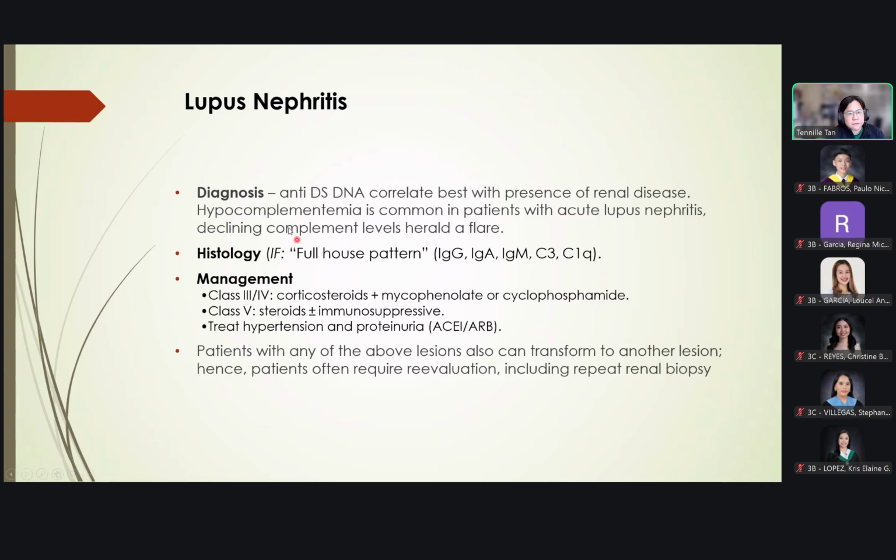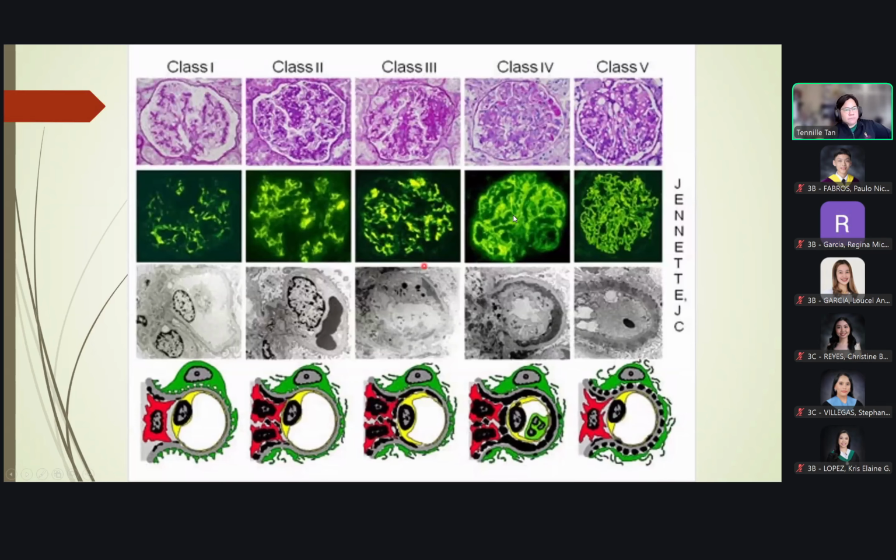Additionally, for histology, the immunofluorescence will show a full house pattern, meaning the different immunoglobulins, IgG, IgA, IgM, all light up on imaging. They will immunofluoresce with all the different immunoglobulins.